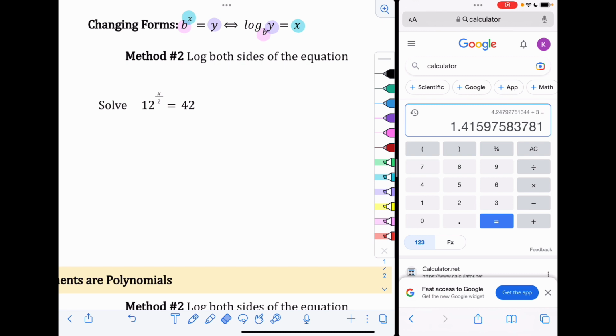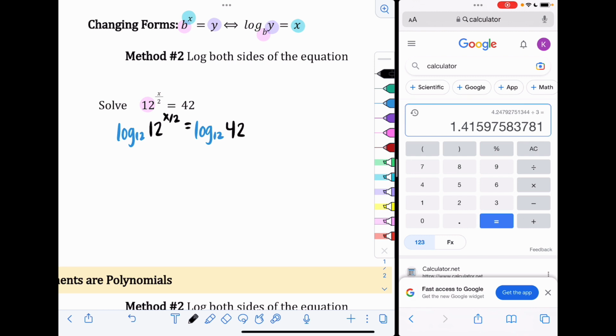So in order to solve for x, I have to get rid of that 12, to free up that exponent. And that 12 is an exponential, so I have to use the inverse of an exponential. I would have to log both sides. So in order to do that, I have to figure out what my base is. The base is 12, so I'm going to log base 12 both sides of the equation. So log base 12 of 12 raised to the x over 2. And then over here, I have to do it to the other side as well, so log base 12 of 42.